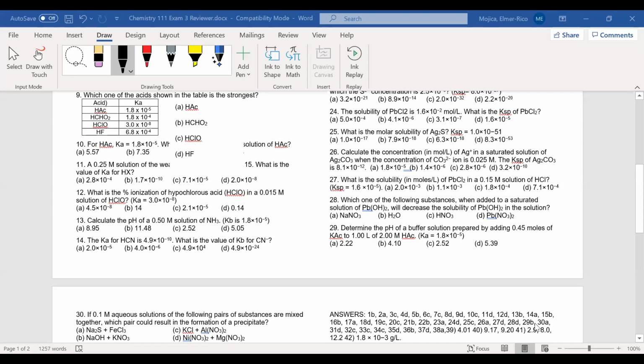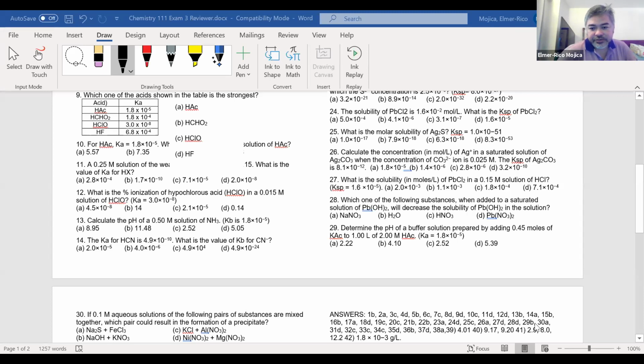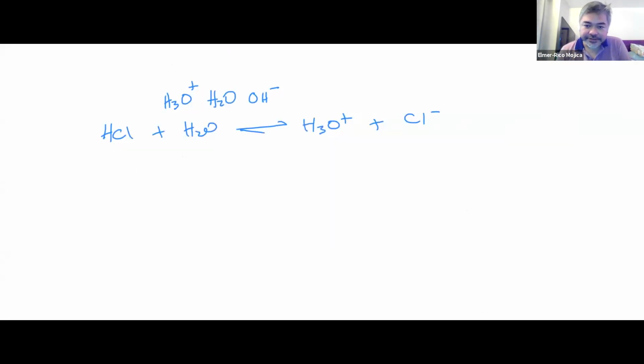Question? Can you go over 24, please? Okay, yes. Number 24. The solubility of lead chloride is 1.6 times 10 to the negative 2 moles per liter. So what is the Ksp? Okay, so we're going to solve it here. You're given lead chloride.